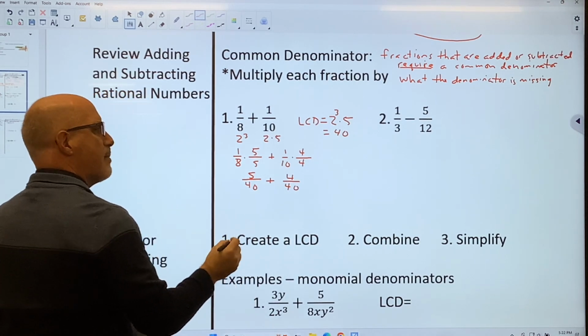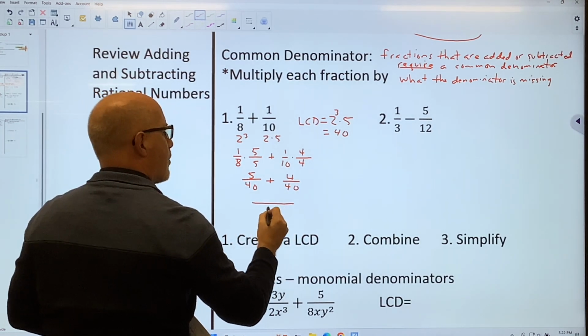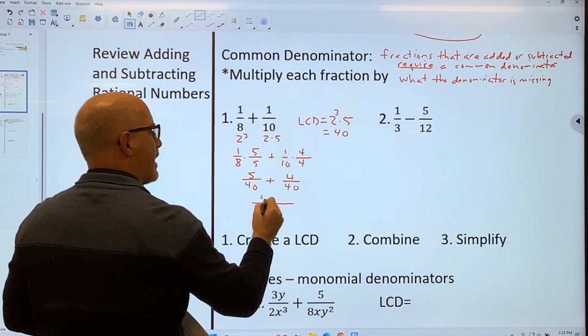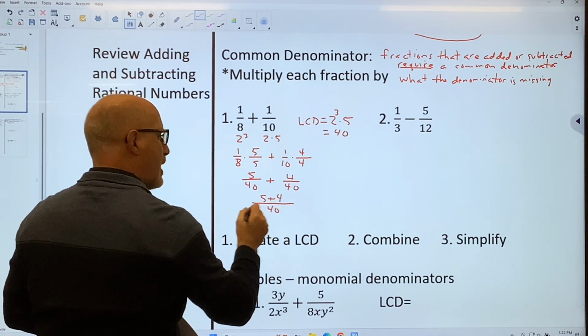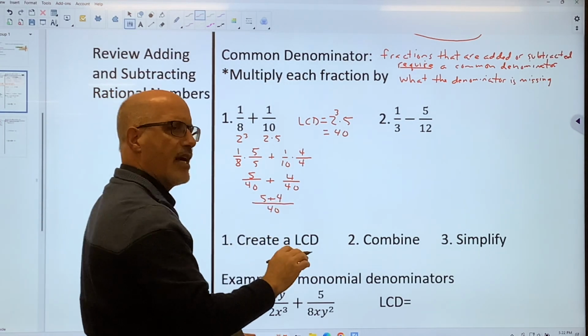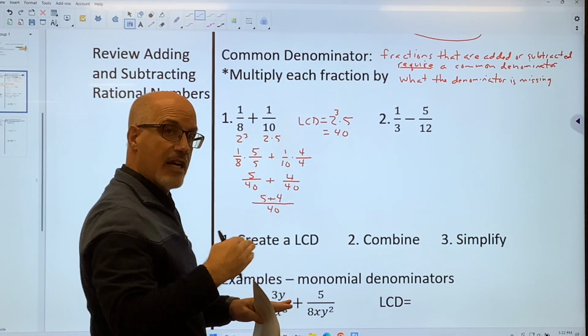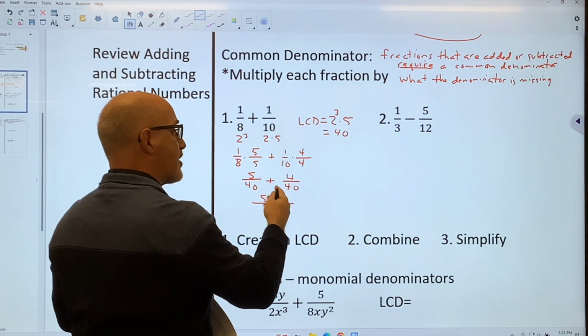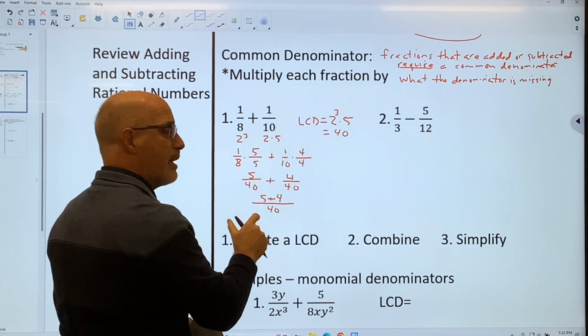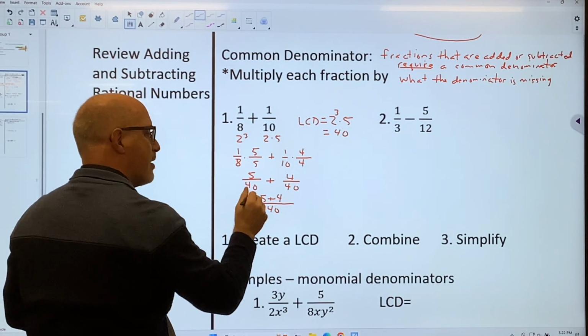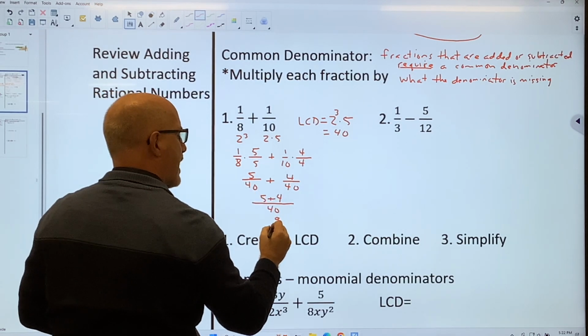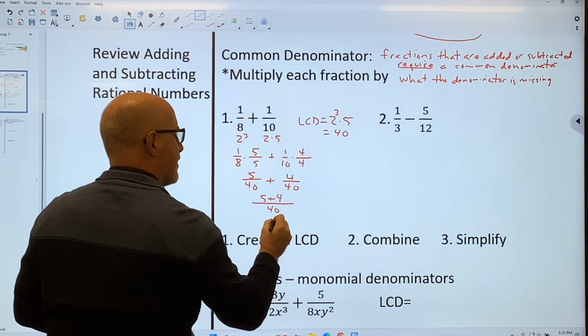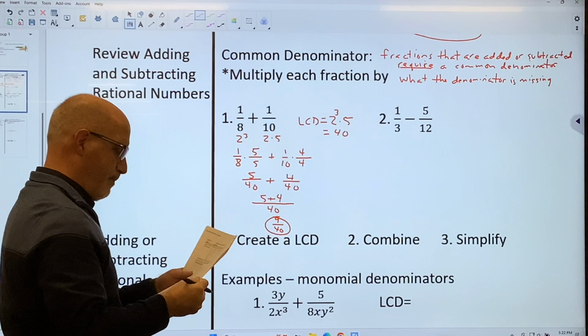Now once you have the common denominator, you can go ahead and write them over the same denominator. Make sure you do not change the denominator, the denominator we got in common. When we add fractions, we add the numerators, the denominator stays that common denominator. 5 plus 4 is equal to 9 over 40 for my answer for this one.